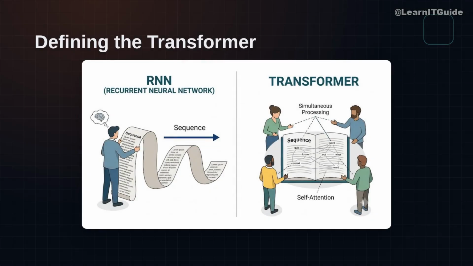So what is a transformer really? Think of it like a global team of researchers working on a document. An RNN is like one person reading the document linearly. A transformer is like a group of 1,000 researchers who all have access to the entire document at the exact same time. They can look at every single word simultaneously and ask, how does this word relate to every other word in this sentence? This ability to look at everything at once is called self-attention, and it is the secret sauce that makes modern AI so powerful.